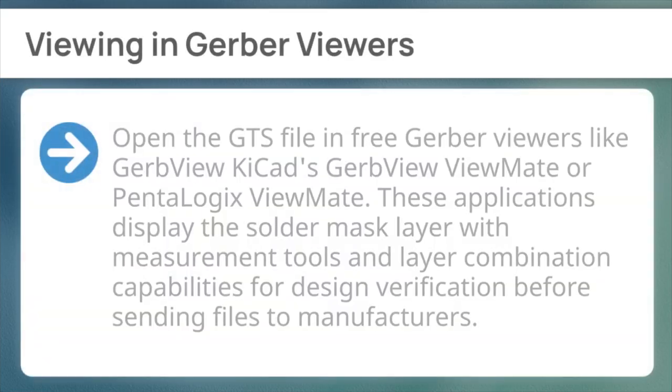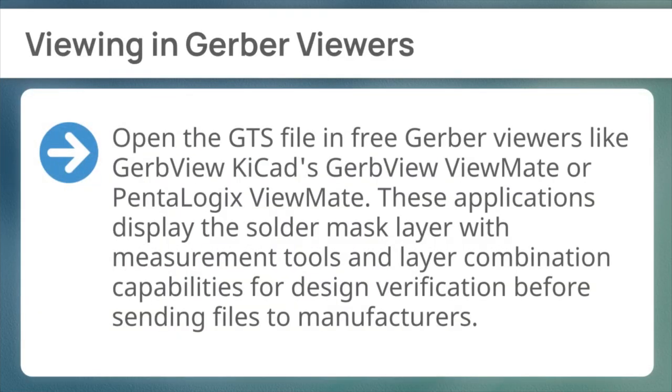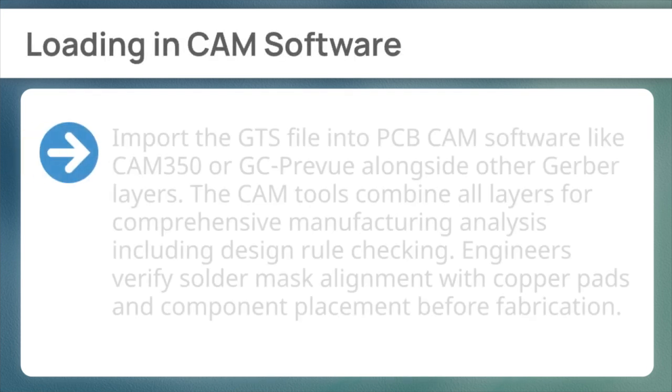First, viewing in Gerber viewers. Open the GTS file in free Gerber viewers like KiCad's GerbView or Pentalogic's ViewMate. These applications display the solder mask layer with measurement tools and layer combination capabilities for design verification before sending files to manufacturers. Next, loading in CAM software.